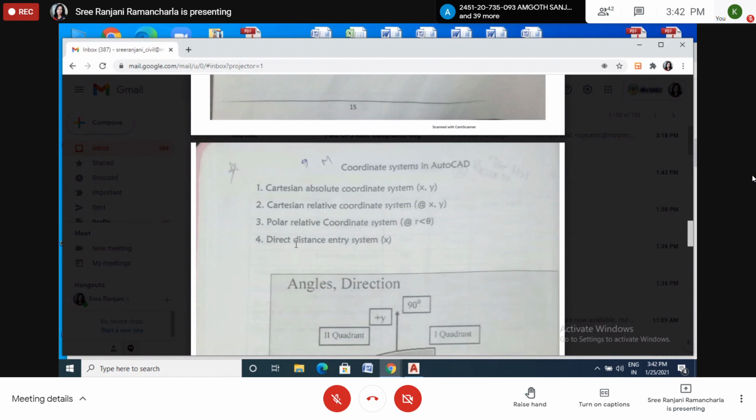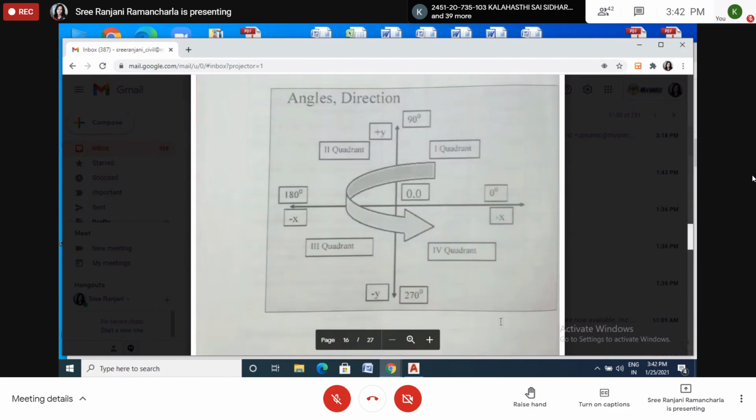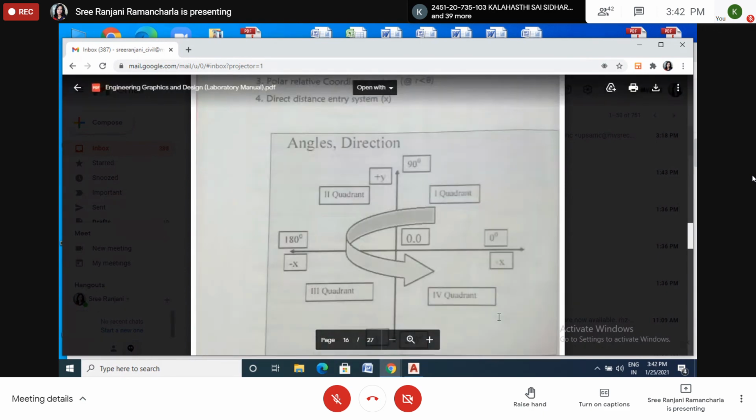And the direct distance entry system. Just now I have drawn: when I move my cursor to the right side and give the distance, it will take the right side only. When I move my cursor above and give the distance, it will draw above only. Wherever the cursor is, it will take that direction. This is the direct distance entry system. Only the distance we have to enter. Okay, these are all 4 methods we will be doing here. We will be doing these drawings.